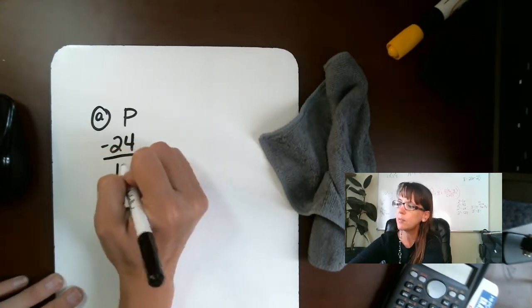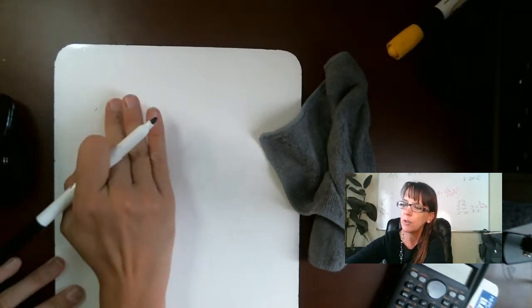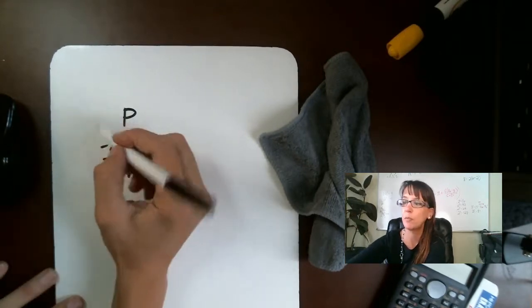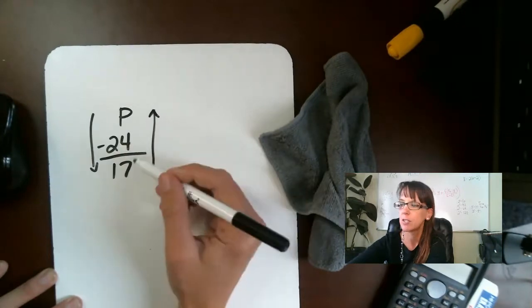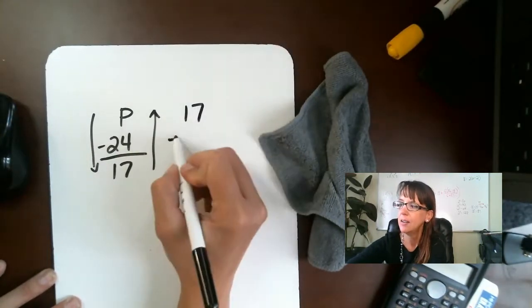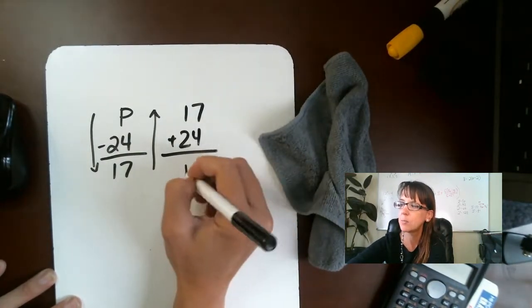All right, so P minus 24 is 17. This is where you can ask yourself the other, so if we subtract in this direction, we add in this direction. So that's going to be 17 plus 24 is P. And there you have it.